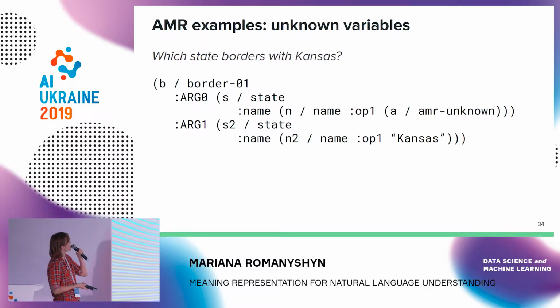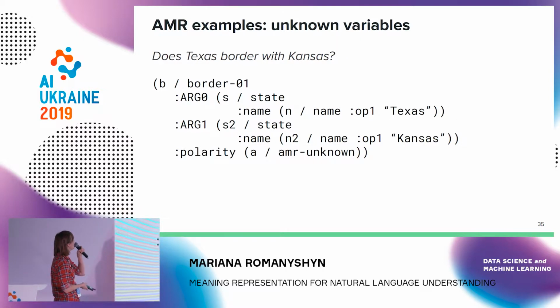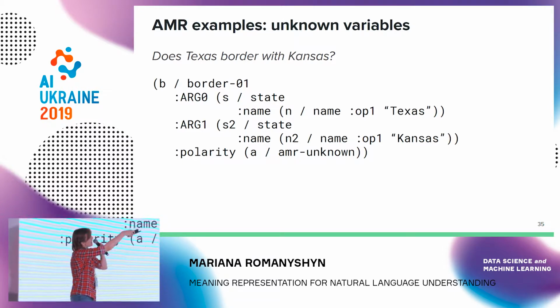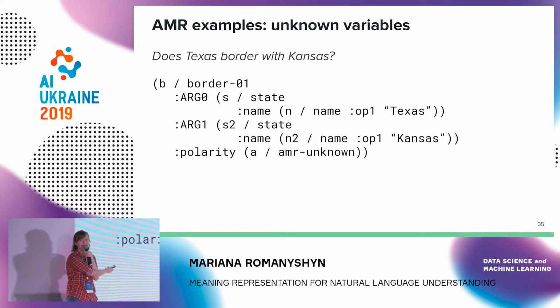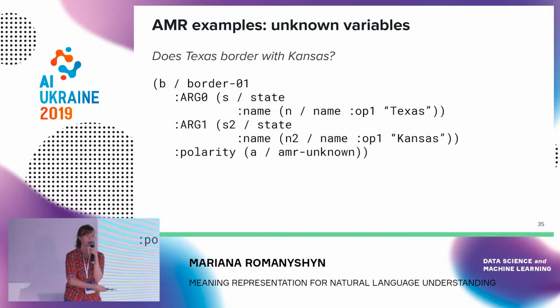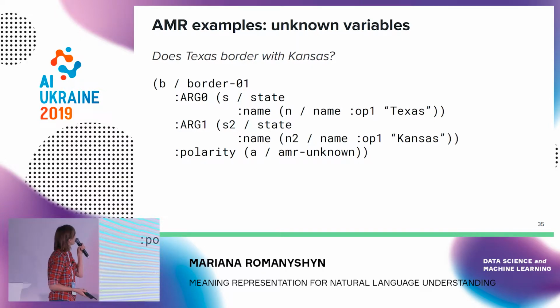If we paraphrase the question, and now we have a polarity question, for example, does Texas border with Kansas, then we actually know both states' names. We have Texas and Kansas. What is unknown to us is the polarity, right? We cannot put a plus or a minus. This is where we would get our AMR unknown concept here.